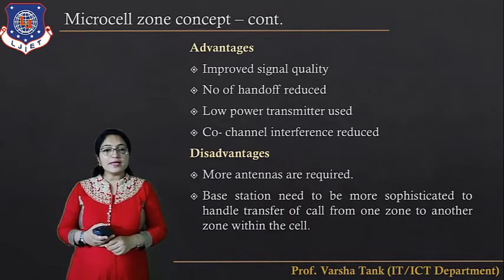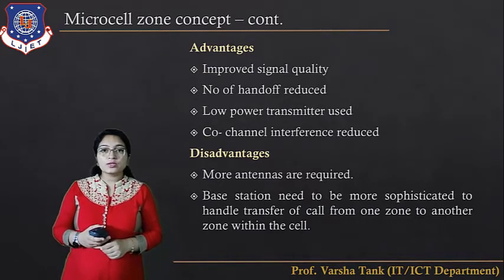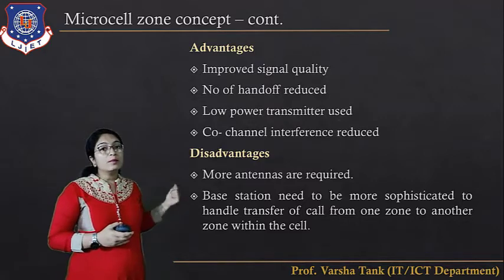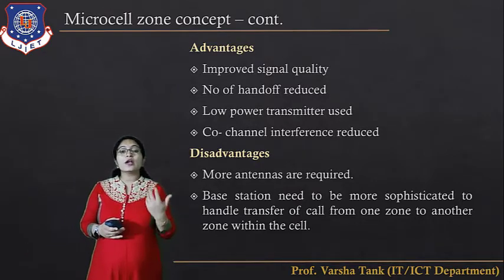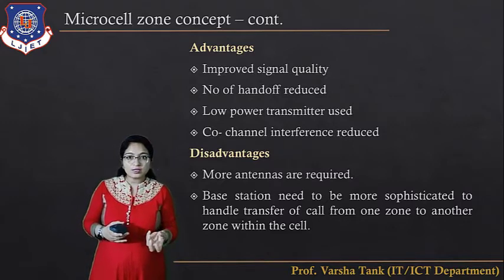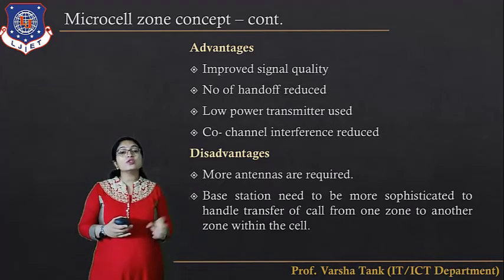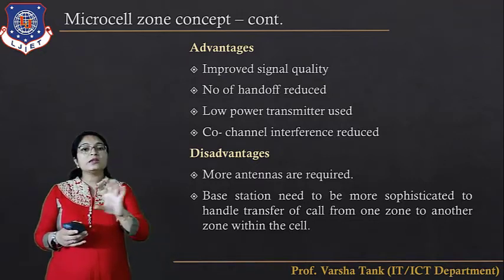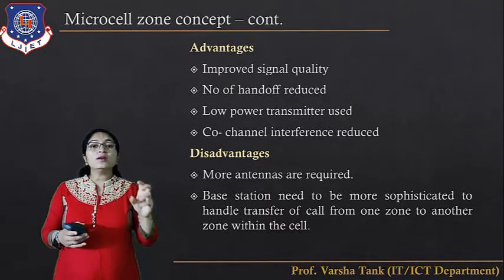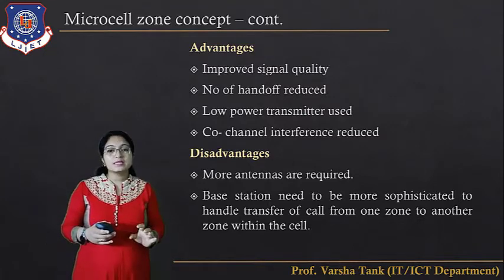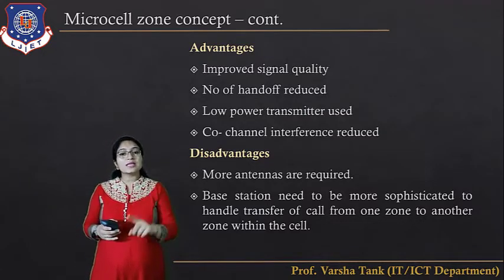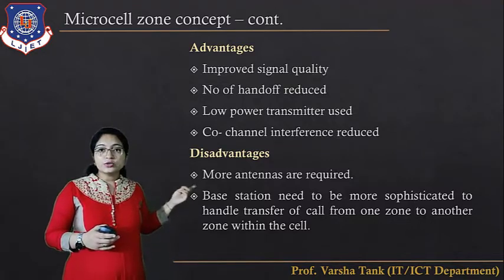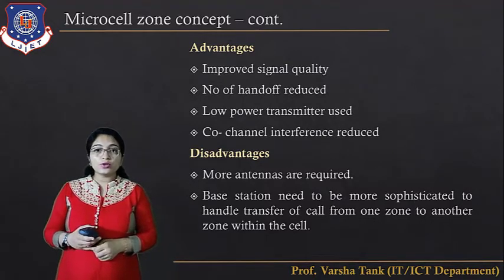Now, what are the advantages and disadvantages of the microcell concept? It improves the signal quality. The number of handoffs is reduced because we are not splitting or sectoring the cell. The number of handoffs is reduced because we are using the same cell concept. We are just dividing it into different zones, and for the different zones the particular base station is there, but we are using the same channel in all these zones. A low power transmitter is used. Co-channel interference is also reduced.